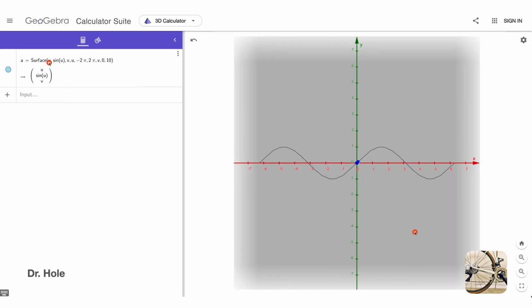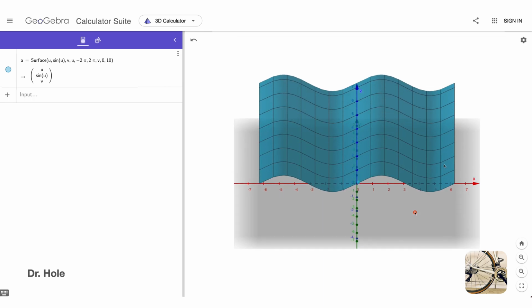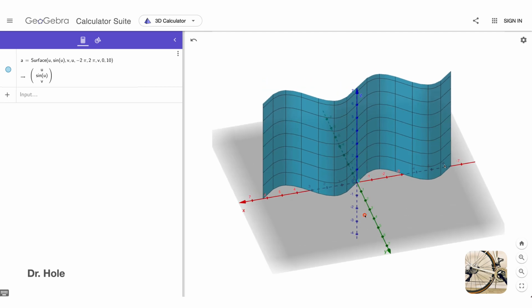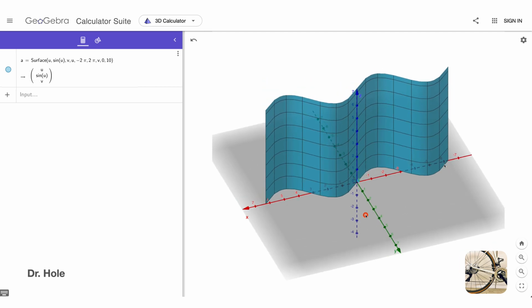Now, when we have x set equal to u and then y set equal to sine of u, that's essentially the equation y equals sine of x, which is sketched here. We have the x-axis horizontal, the y-axis vertical. We're looking at the sine wave over the interval negative 2 pi up to 2 pi. Let's click on this image and rotate it so that we get a vantage point of the first octant.